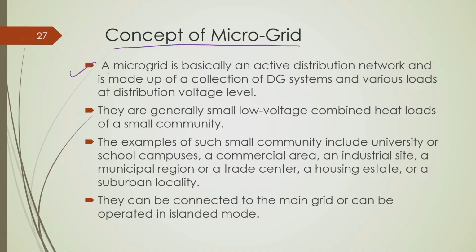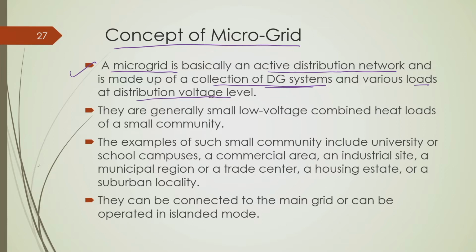Okay. So, a microgrid, according to this definition, which I took from Turan Gonen's book, is basically an active distribution network embedded into an active distribution network, and it is made up of a collection of distributed generation systems and various loads at distribution voltage level. What do you mean by distribution voltage level? That is similar to the utilization voltage level, the voltage level at which the customer is getting power or energy from the utility.